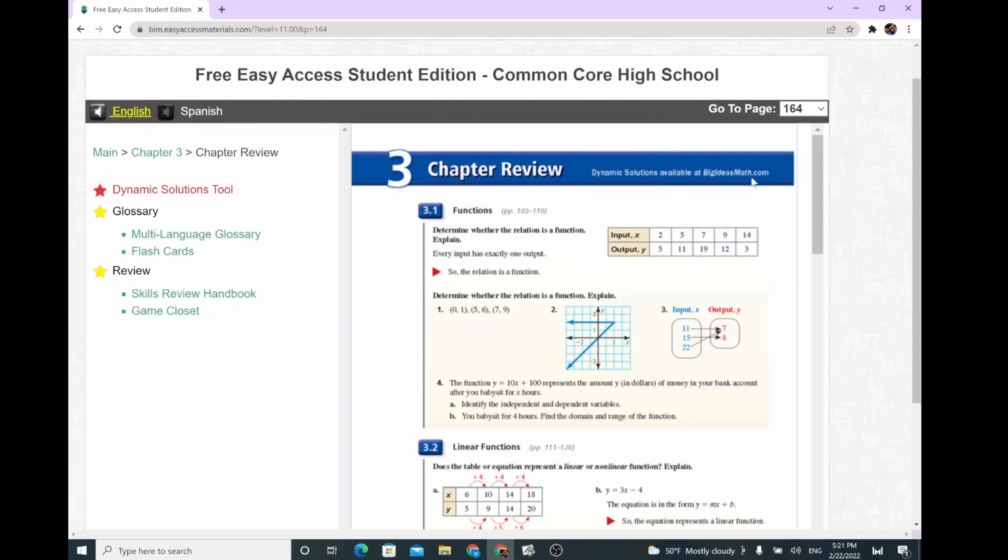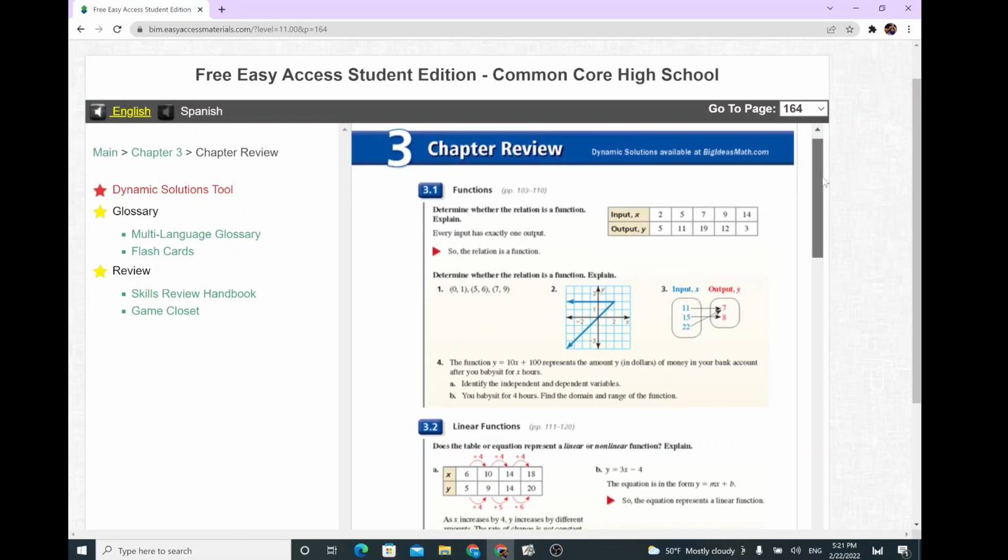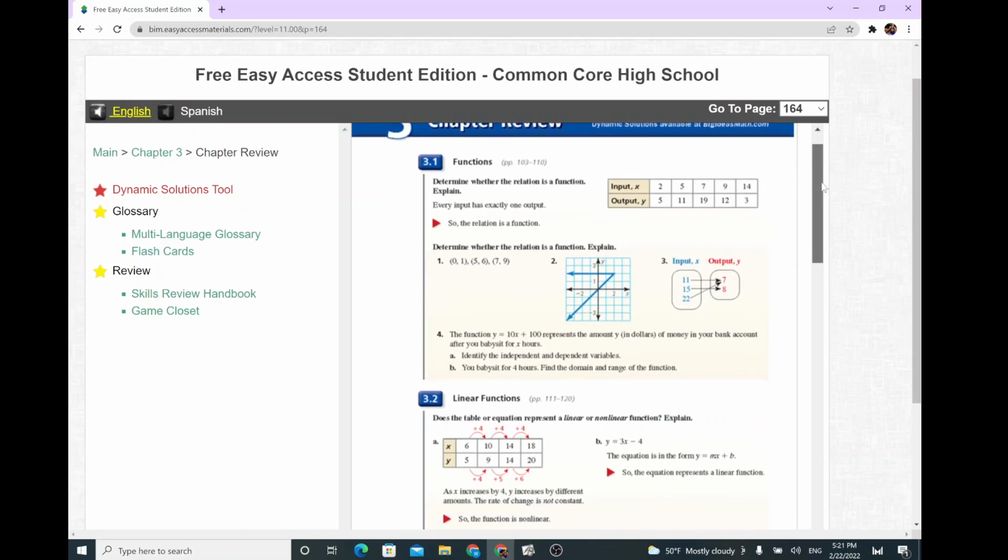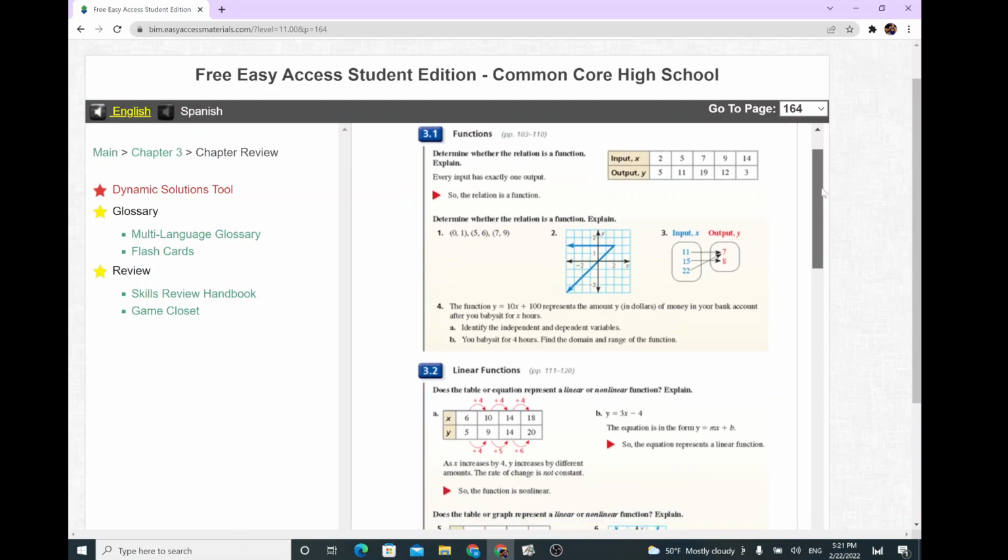Mr. Chen here. Today I would like to talk about Chapter 3. This one is all about the linear function. We'll look at it. It's like a summary of Chapter 3, linear function, starting off with 3.1.